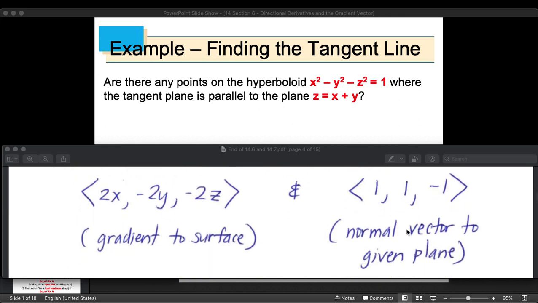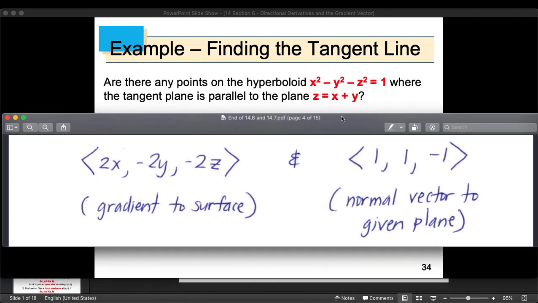Again, this goes back to chapter 12. This first part is chapter 14, but this second part is chapter 12. Where did the 1, 1, negative 1 come from? Well, it came from the fact that that is exactly what the direction numbers are for this plane right here.